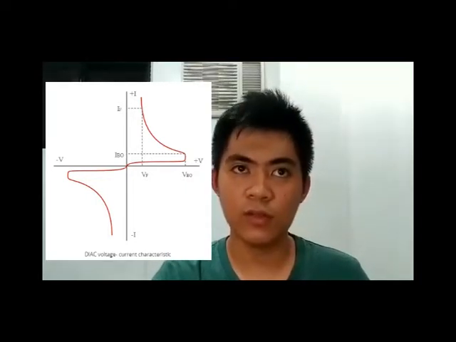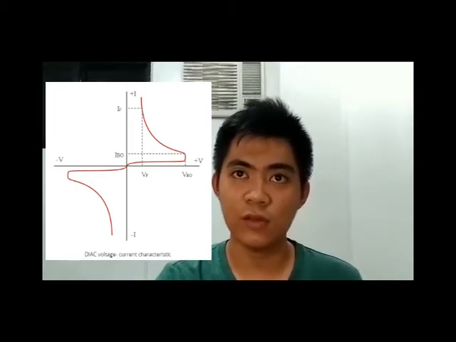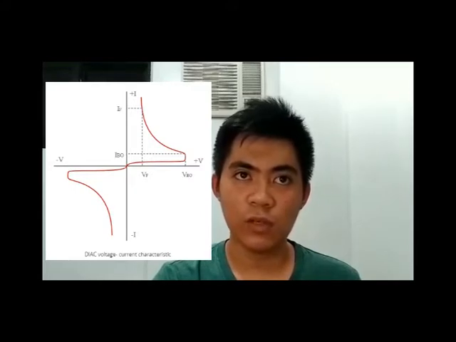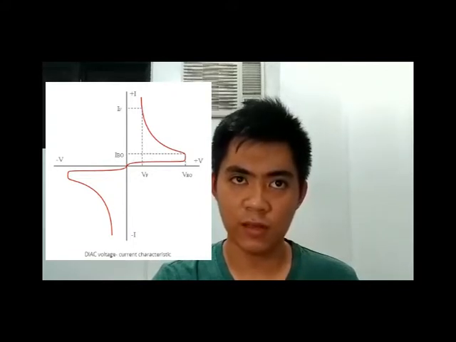Diacs are widely used in AC applications, and the device is reset to its non-conducting state each time the voltage of the cycle falls so that the current falls below the holding current. As the behavior of the device is approximately equal in both directions, it can provide equal switching for both halves of the AC cycle.